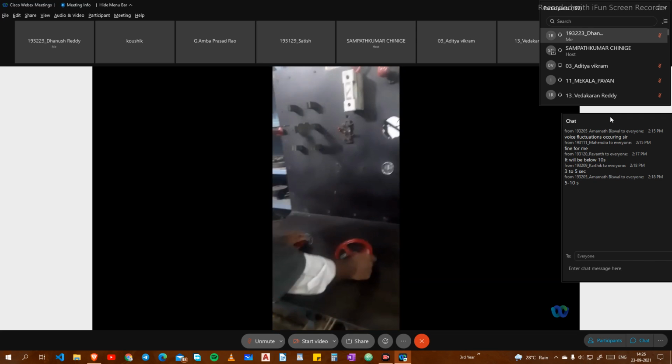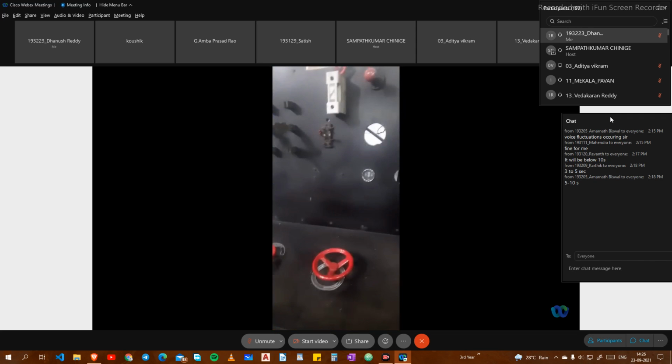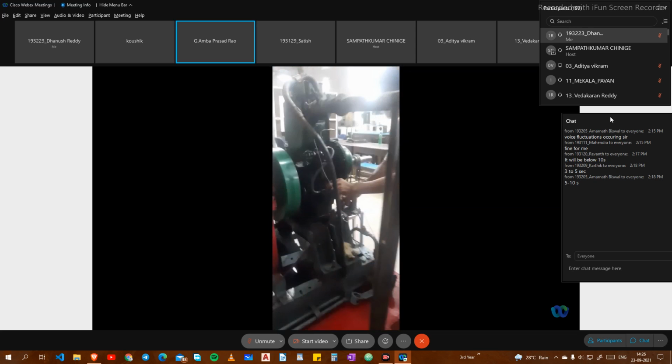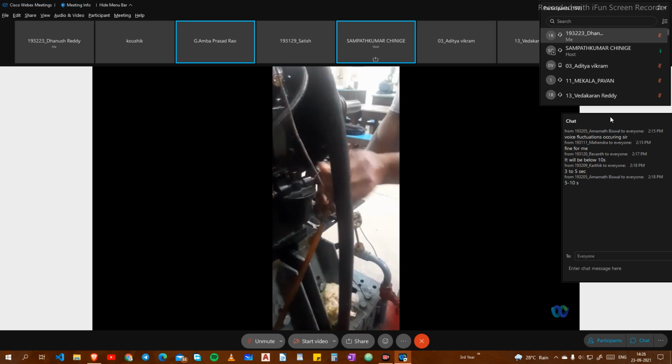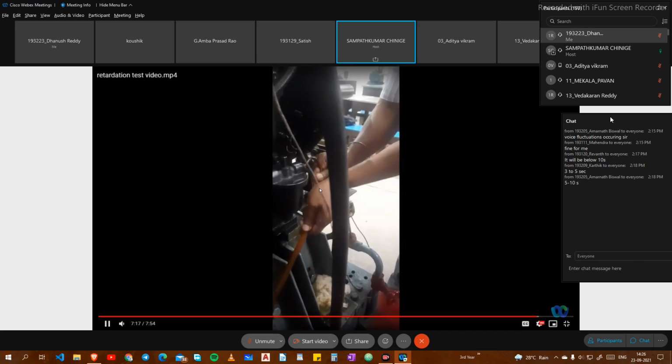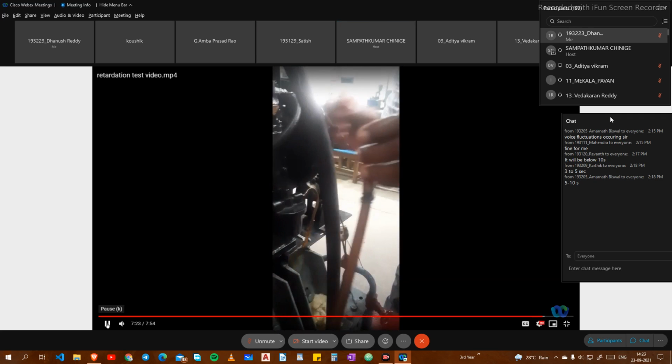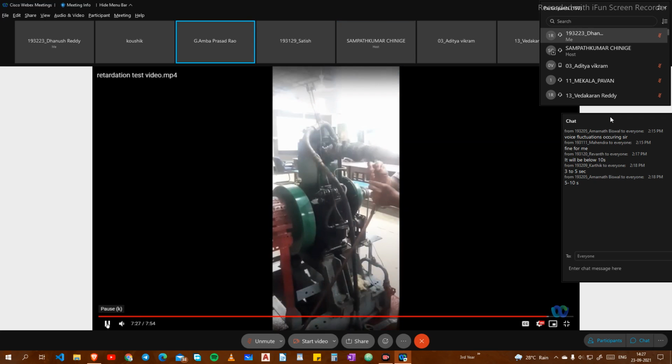This is the motoring test? No sir, the retardation test. The motoring test is the next day. Switching it off finally, because finally they're taking the fuel supply off. This is how they're switching it off. For the motoring test we don't supply fuel at all.